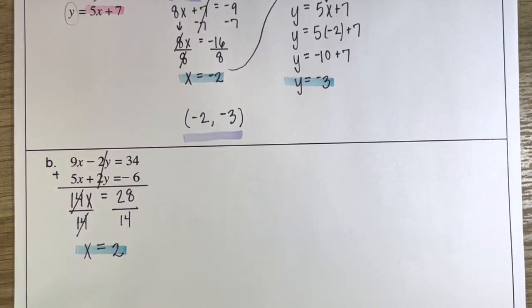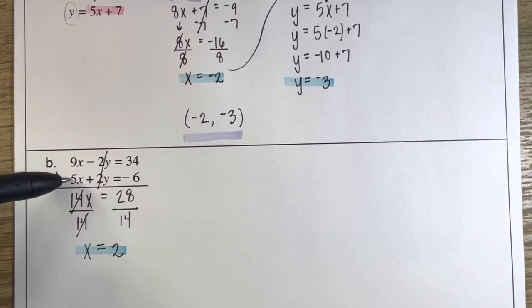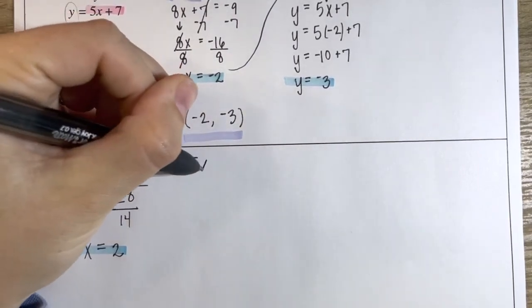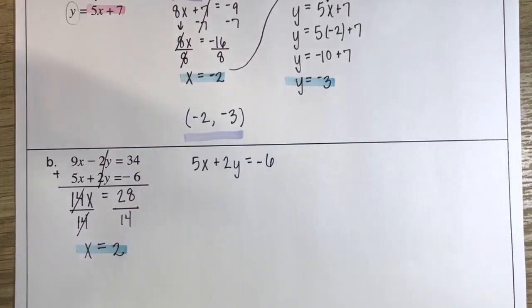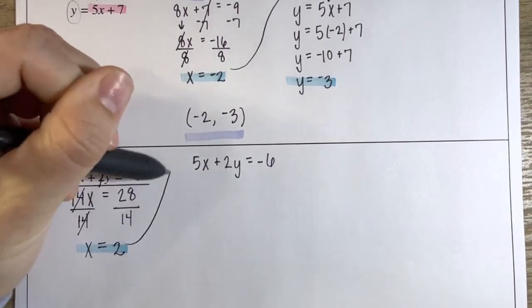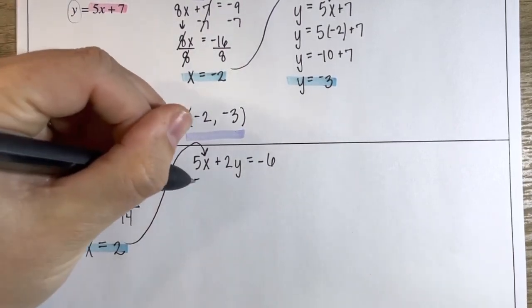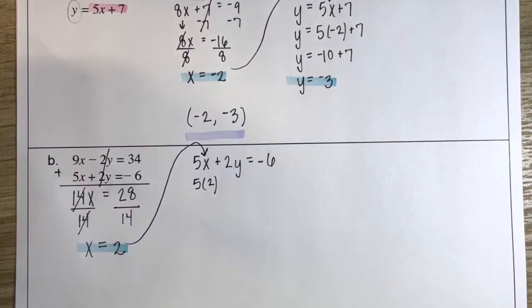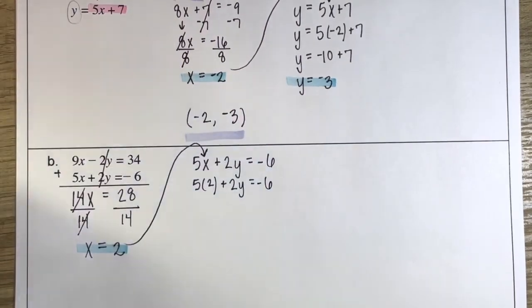Now that I have x equals 2, I can use that x to find y. Just have to plug it into one of the original equations. So I'm going to use the second one. So I'm going to rewrite it up here. 5x plus 2y equals negative 6. But we just found out that x is equal to 2. So I'm going to put 2 in that equation where x is. Instead of 5 times x, it becomes 5 times 2 plus 2y equals negative 6.